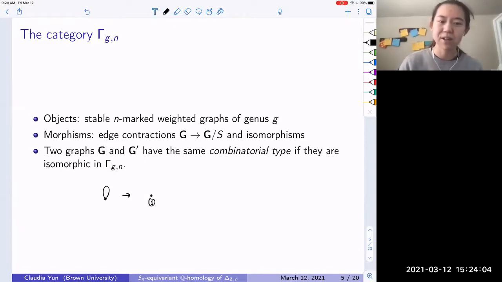And just some terminology, we say two graphs have the same combinatorial type if they're isomorphic in this category, Gamma_{g,n}. And in practice, instead of considering the bazillion objects in this category, we often only consider the combinatorial types, which are the isomorphism classes. And so we will only be dealing with finitely many objects in this manner.